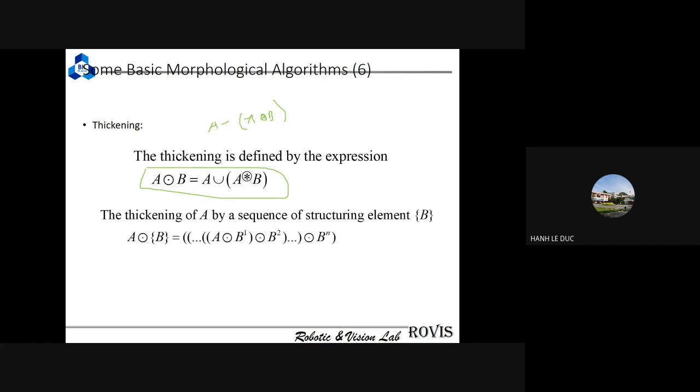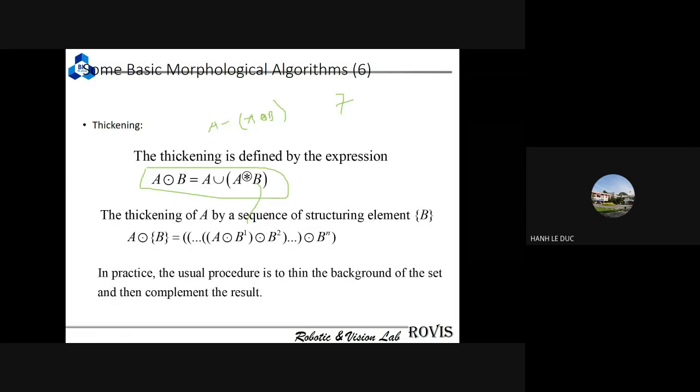And the kernel B is similar. You have to define 7 kernels, and then you hit-miss one by one, and then union it. But in practice, there are 2 methods for thickening. The first is you apply the algorithm like this, and the second is you do thinning first, and then you do complement, and then you have the result. Let's have a look at the second method.